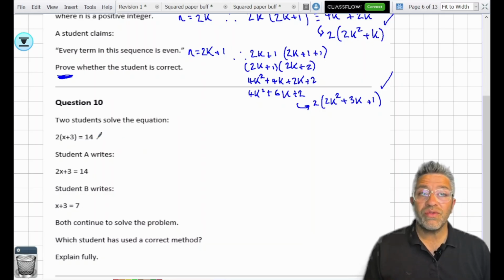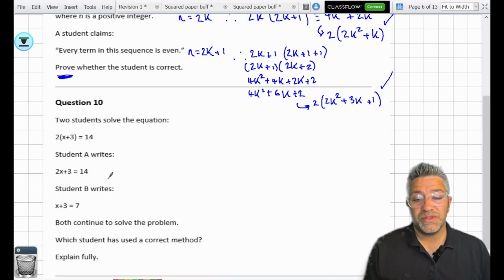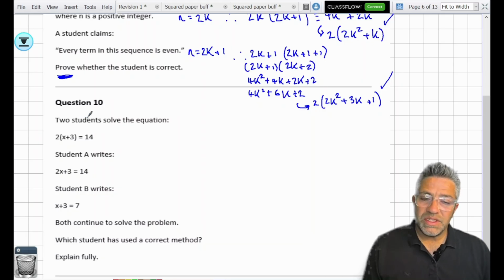2 students solve the equation 2 open brackets x plus 3 close brackets equals 14. Student A writes 2x plus 3 equals 14. Student B writes x plus 3 equals 7. Both continue to solve the problem. Which student has used a correct method? Explain fully. Very similar to I think it was the first, perhaps second question.